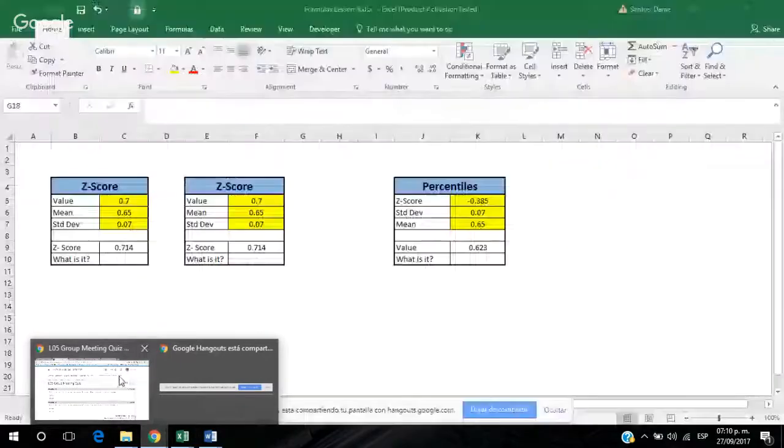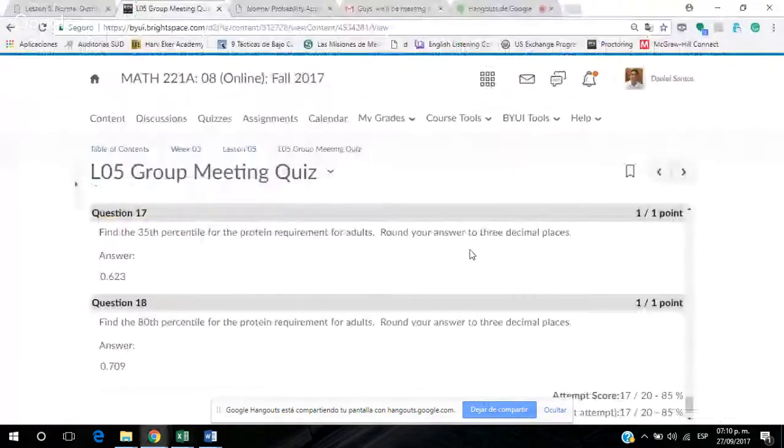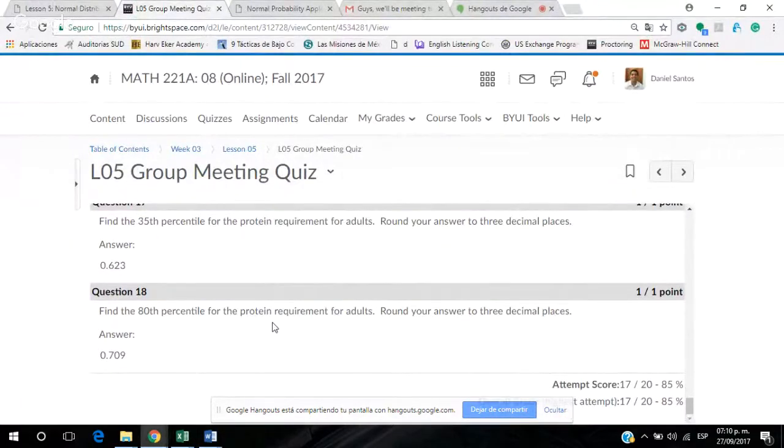Oh. That makes so much more sense. I just didn't finish the process. Yeah, and by doing this, these templates help me a lot. So this is the answer for number 17, and the one that asked for the 80 percentile.